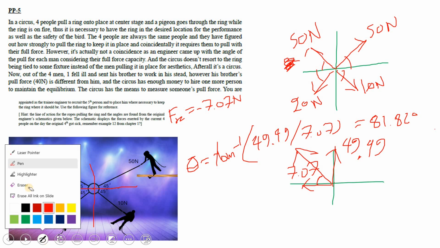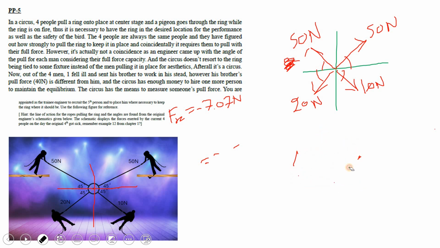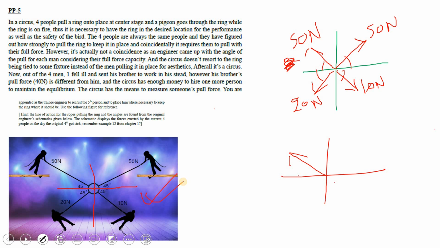So now we have the resultant force, and we also now have the direction of the resultant force. Now if we draw that up, let's say this is the resultant force from this configuration. It makes an angle here of 81.86 degrees, and the value of the force is almost 50 newtons.